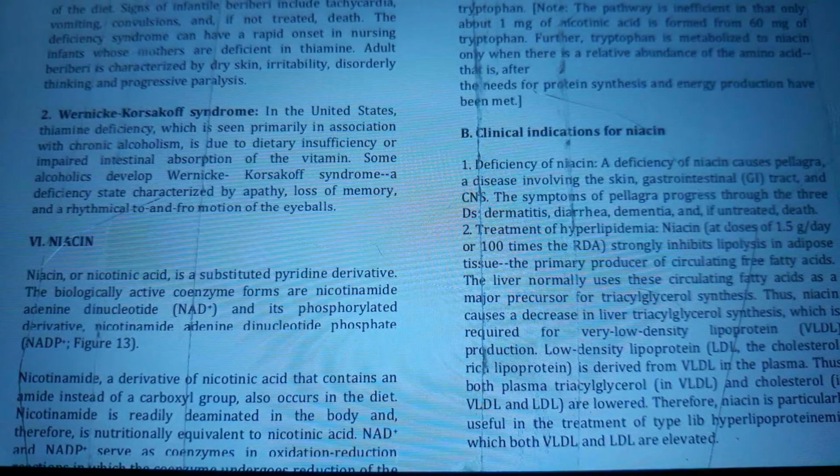Beriberi. This is a severe thiamine deficiency syndrome found in areas where polished rice is the major component of the diet. Signs of infantile beriberi include tachycardia, vomiting, convulsions, and if not treated, death. The deficiency syndrome can have a rapid onset in nursing infants whose mothers are deficient in thiamine. Adult beriberi is characterized by dry skin, irritability, disorderly thinking, and progressive paralysis.